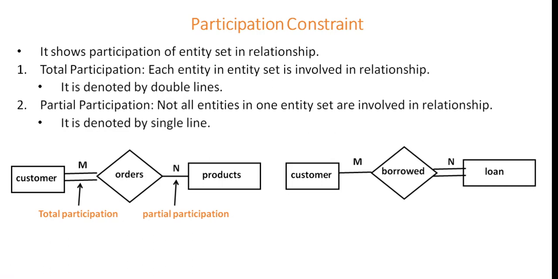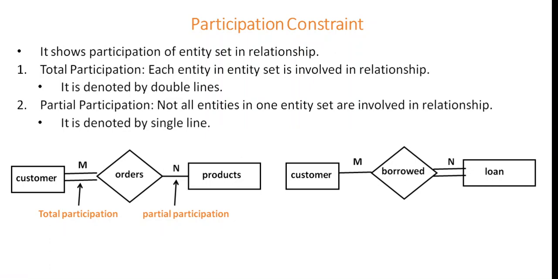Another example: the customer entity set and the loan entity set are connected by the relationship borrow. Customer borrowed some loan. Loan has total participation, that is, if we have 10 loan numbers, then all those loan numbers have some customer IDs. Means loan is totally participating.